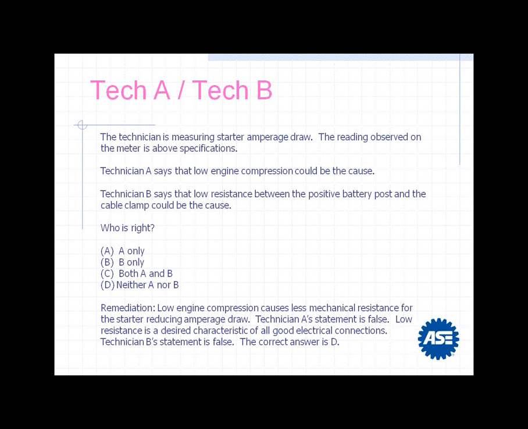But again, the structure of the Technician A, Technician B question, I hope I turned a lot of lights on, because in the true ASE world, this is the way we structure these questions.